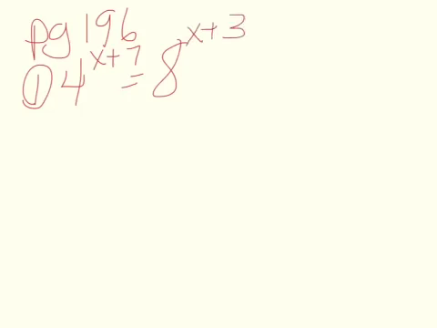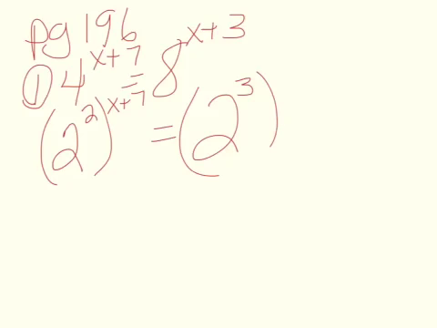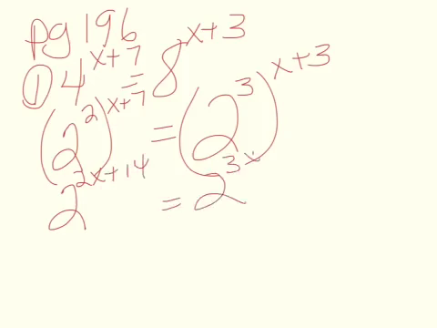Number 1, and it says 4 to the x plus 7 equals 8 to the x plus 3. Well, we have a problem. Our problem is because the bases are not the same. So I have to change them to the same base. And the base that I want to change it to is 2. Well, 4 is 2 squared. 8 is 2 cubed. And then we use our rules of exponents that say a power to a power we multiply. So it's 2 to the 2x plus 14 equals 2 to the 3x plus 9.